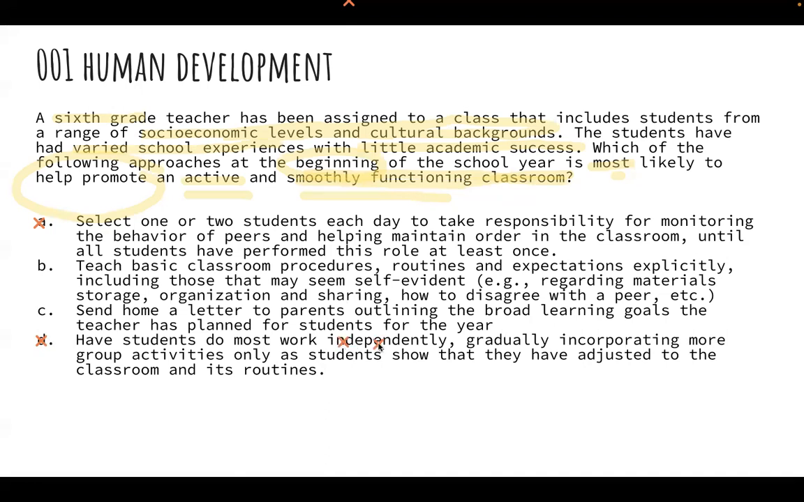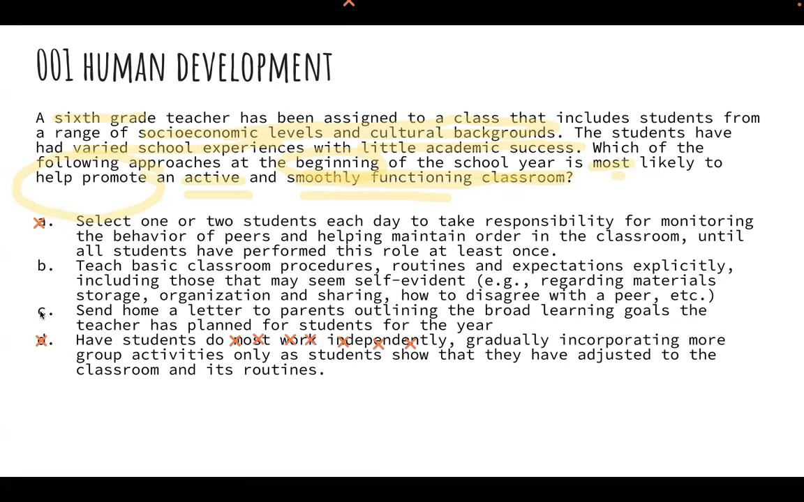D, having them do most of their work independently. No. First of all, most of the work independently means it's a silent classroom, and a silent classroom is not a classroom that is actively learning or acquiring language. It just can't happen. You can be assessing your knowledge in some way, possibly reading something, but you are not expanding or acquiring new language. It has to be listened, spoken about, written, and read. So no, D is not it.